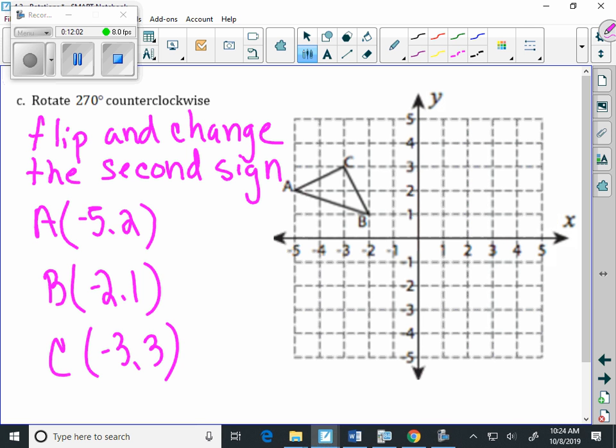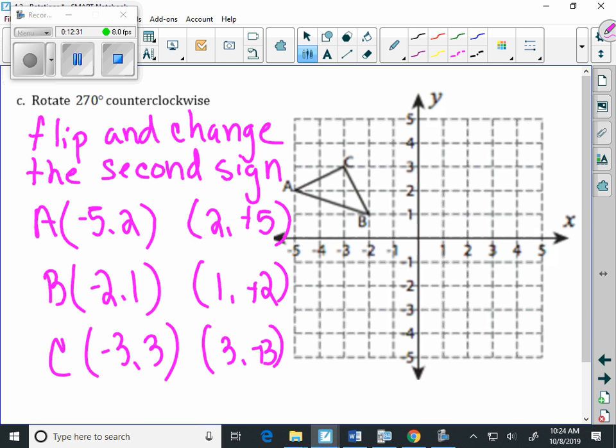And once again, we're going to flip and change the second sign this time. So -5, 2 is going to become 2, -5, but we need to change the second sign. So it's really going to be 2, +5. -2, 1 is going to become 1, -2, but we're going to change the second sign. -3, 3 becomes 3, -3, but we're going to change the second sign.